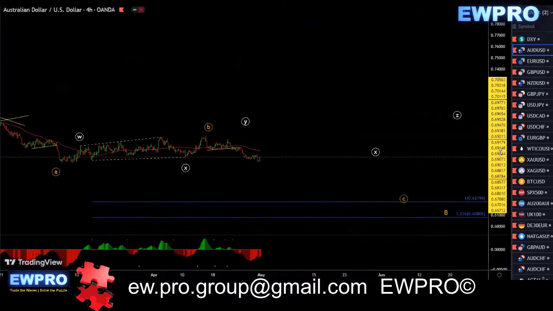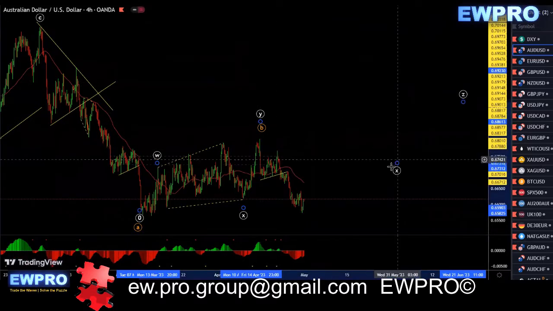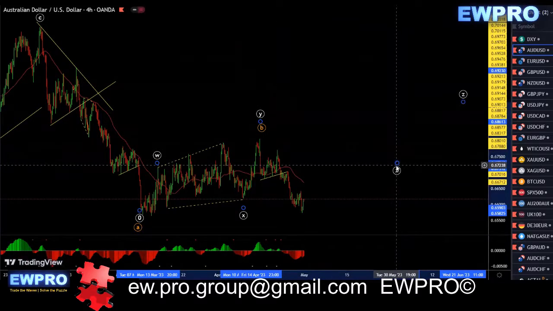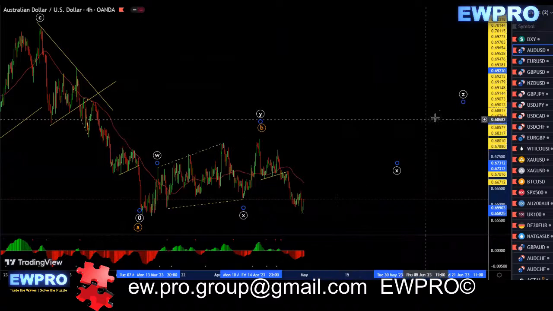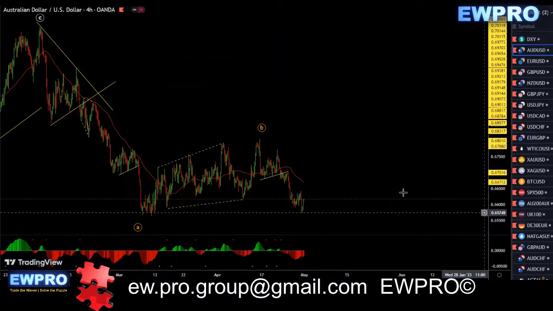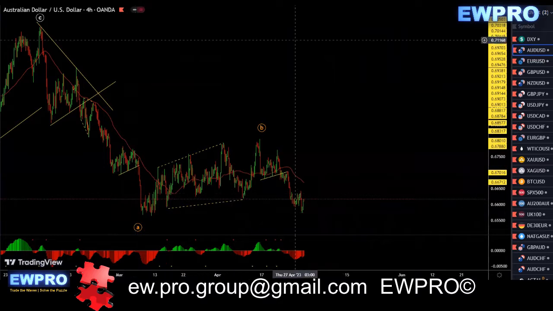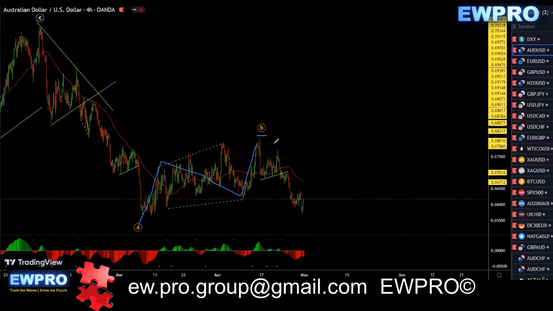On the H4, we didn't get that complex correction in here, which I was possibly looking to get. We just got this A, B, C, finishing off the move. We now have that lower low.